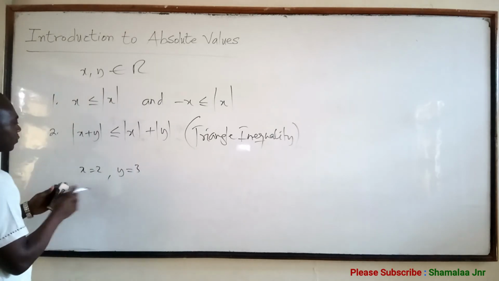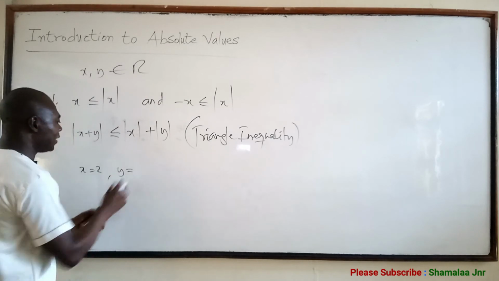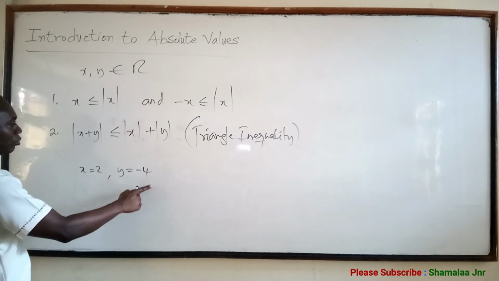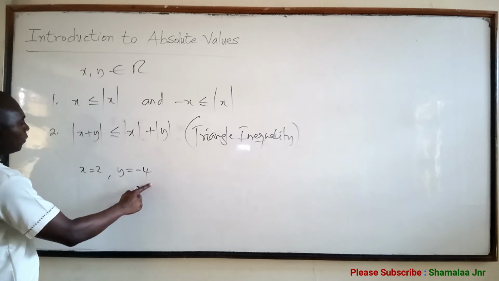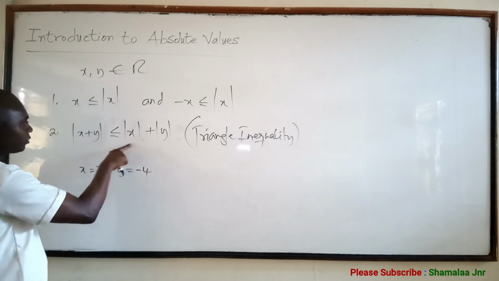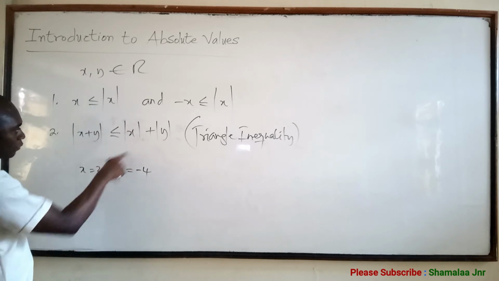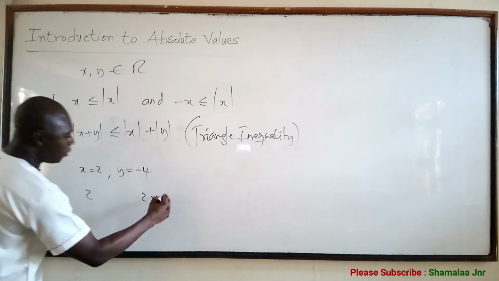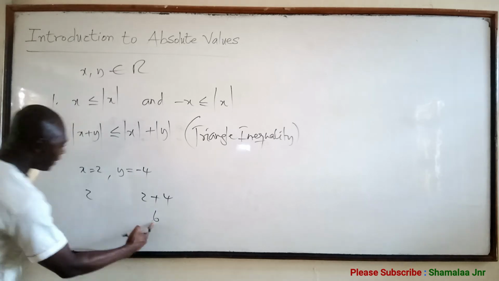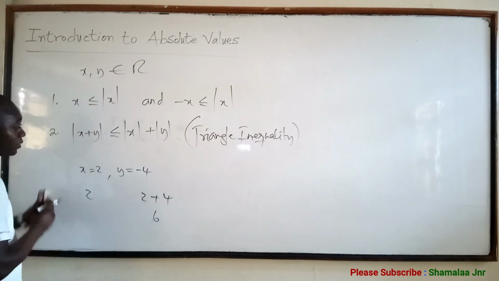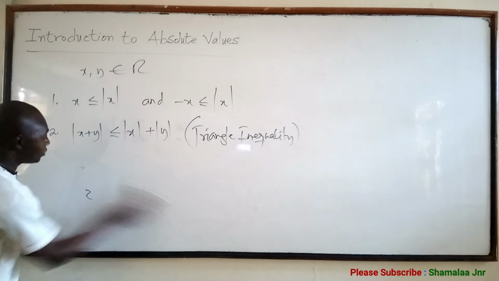If x is equal to 2 and y is equal to -4, if you add them, that will be -2. The absolute value of -2 will be 2. Now when you go to this side, the absolute value of 2 is 2, plus the absolute value of -4, which is 4, that is 6, and 6 is greater than 2. Isn't it? So it is true. Yes, if you use MS to check, you see that it is true.